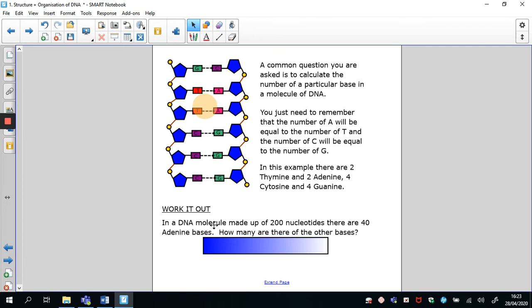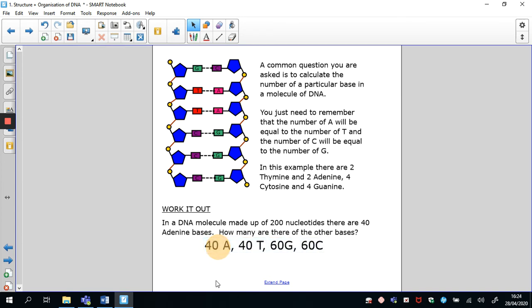Okay, so here's a question for you then. In a DNA molecule made up of 200 nucleotides, so you've got 200 nucleotides in total, 40 are adenine. You've got to work out how many there are of all the other bases. I'll just give you a little moment, but you could always pause it if you need longer. And then we'll see if you're right.